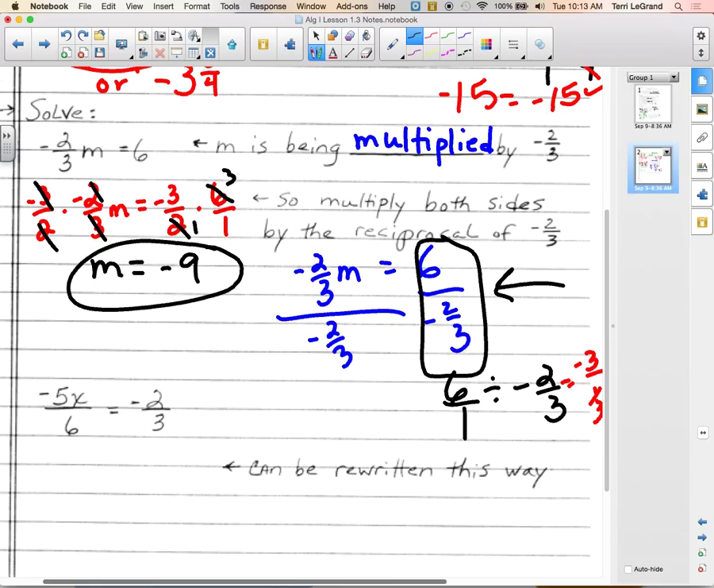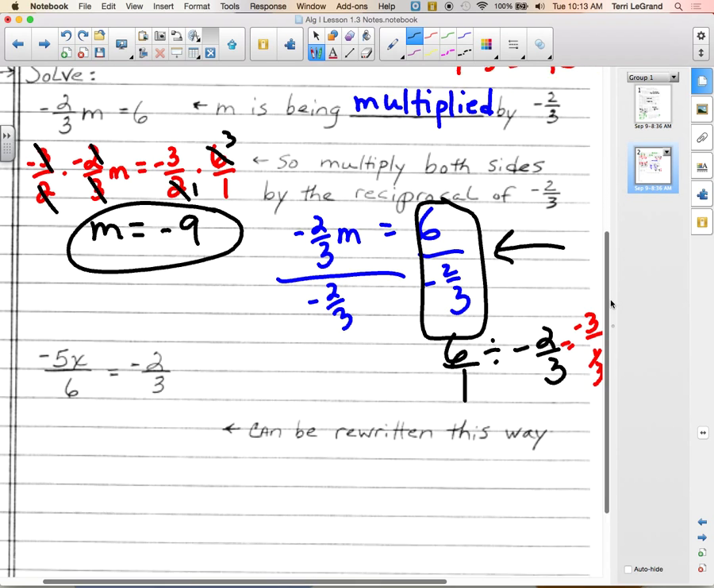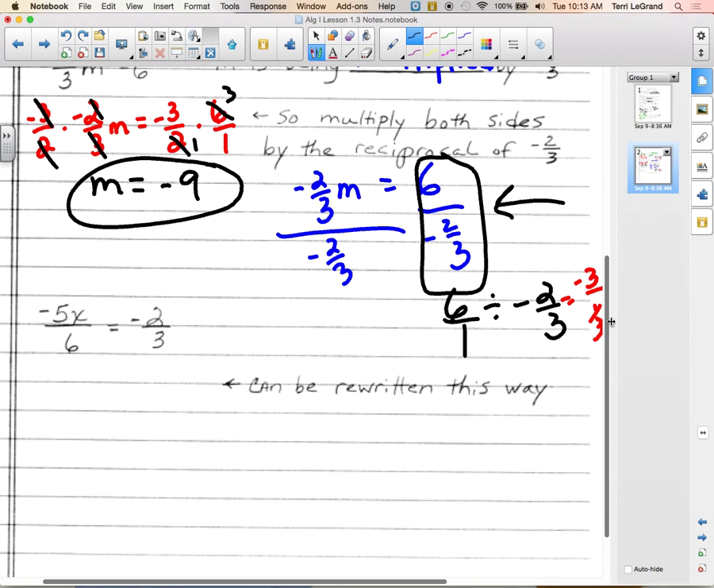So let's go back to our last problem here. This is another one that oftentimes trips students up. They don't know what to do when they see a problem like this. It's written -5x, that's being divided by 6. That's equal to a -2/3. Anybody know another way we could write that would make it probably a little more user-friendly? John, what do you think?